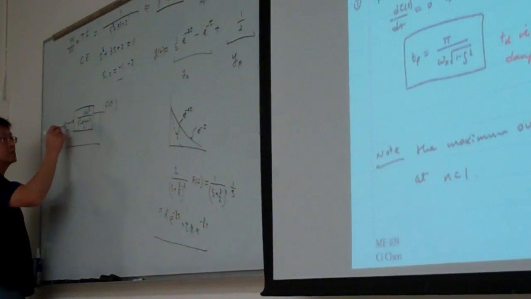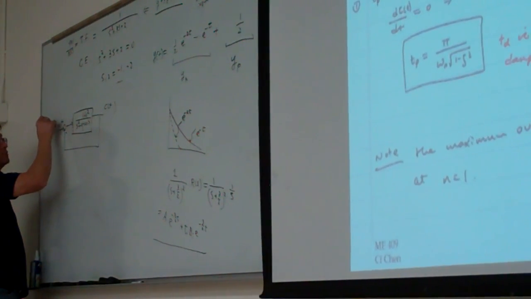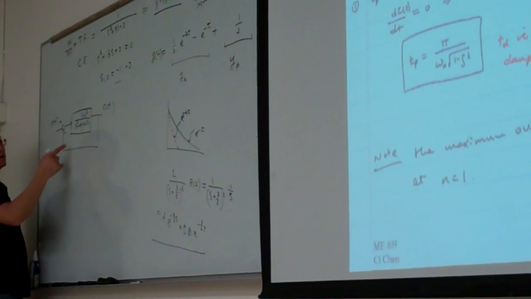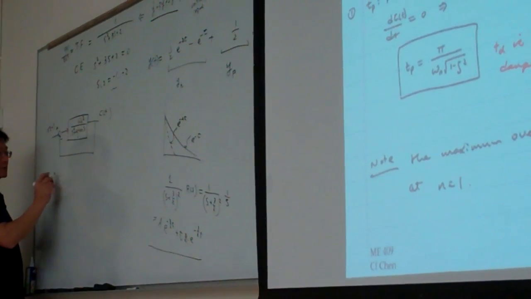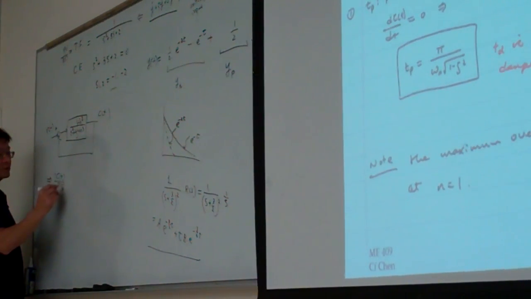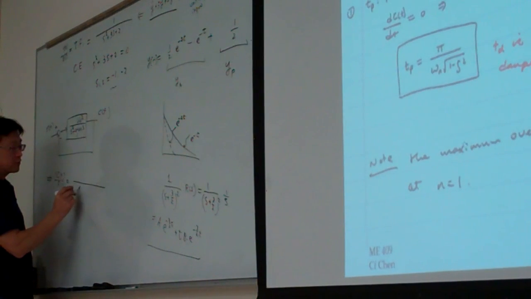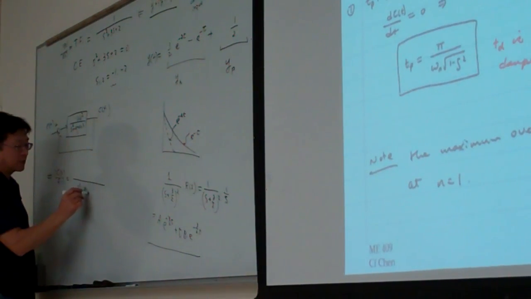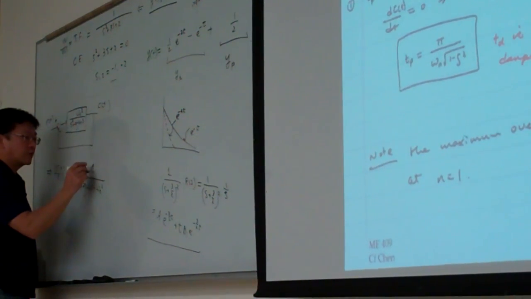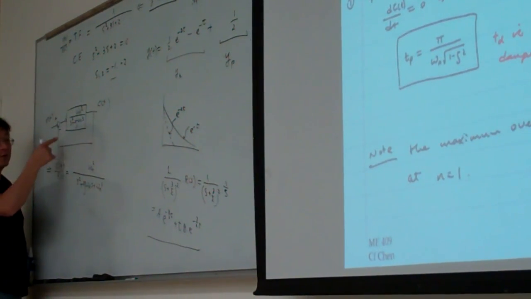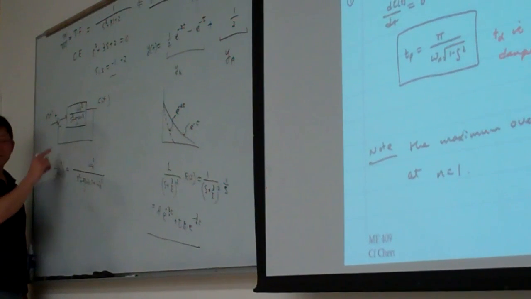unit feedback system. So this is our R(t). For this one, this is a closed loop, so this will be equivalent to C(s) over R(s) equal to omega n squared over s squared plus 2 zeta omega n s plus omega n squared. This is our transfer function of this system.